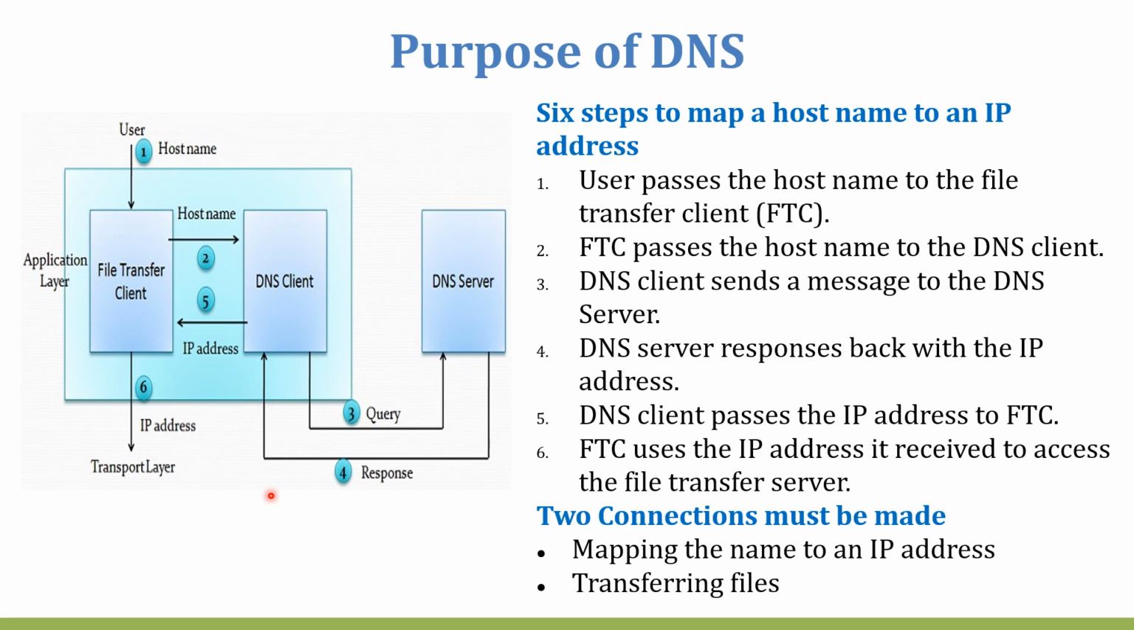Two connections must be made in this case: mapping the name to an IP address and transferring files. The first connection is the DNS query to convert the host name into an IP address. The second connection uses the IP address to establish the communication and transfer files between client and server. This process allows smooth communication between users and servers and the internet.